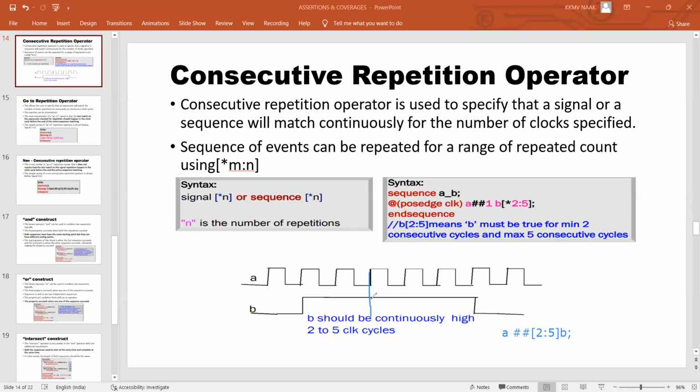Up to here it will consider, and the remaining, whether it is high or low, it will not consider. It will be discarded. It will just check only for the first condition, that is first match. So whenever your A is high, for a minimum of 2 clock cycles, if your B is high, then it will consider this and say that the complete sequence was a pass. It will discard the remaining things. So this is called first match. Clear?